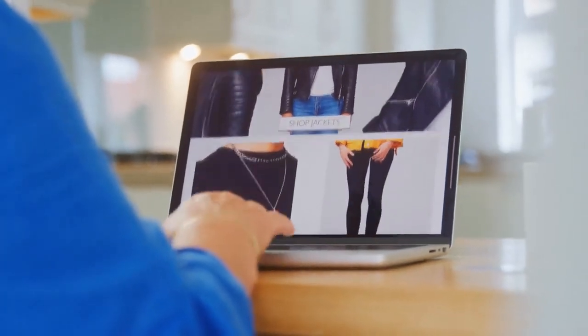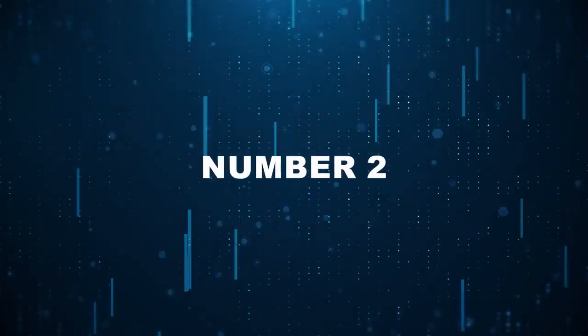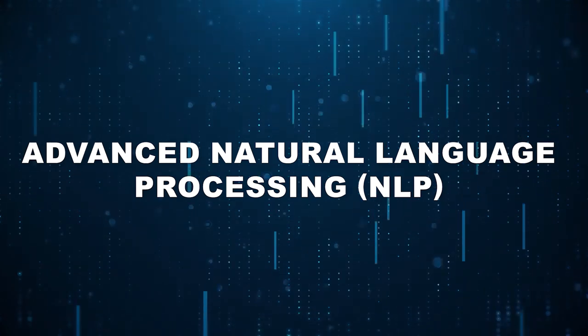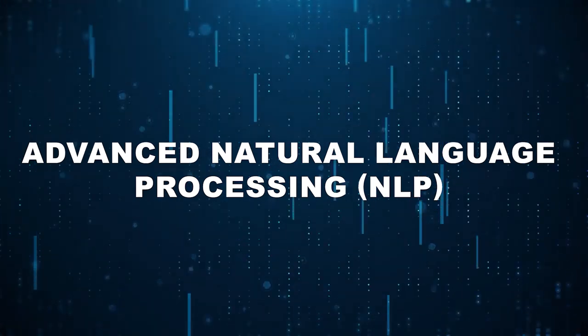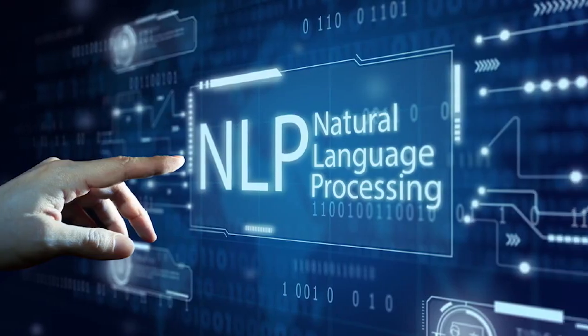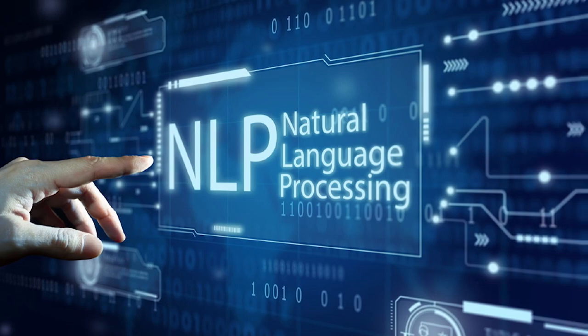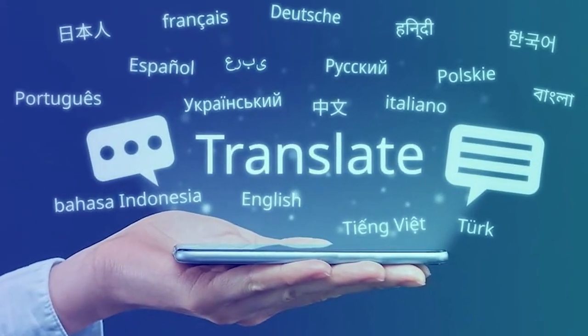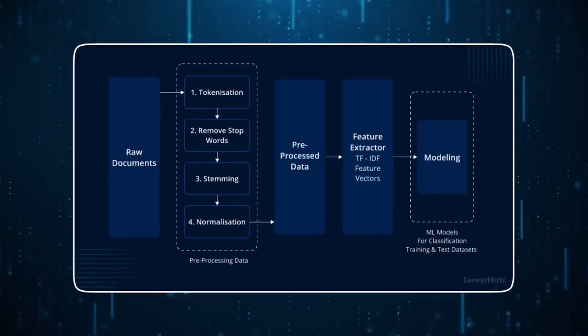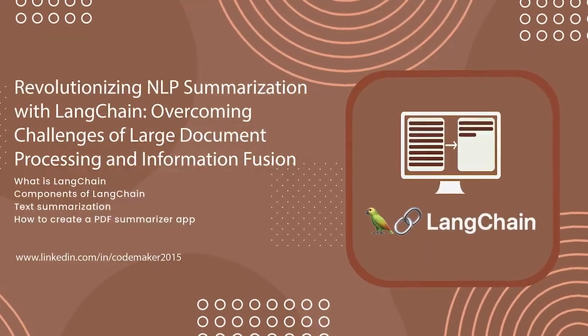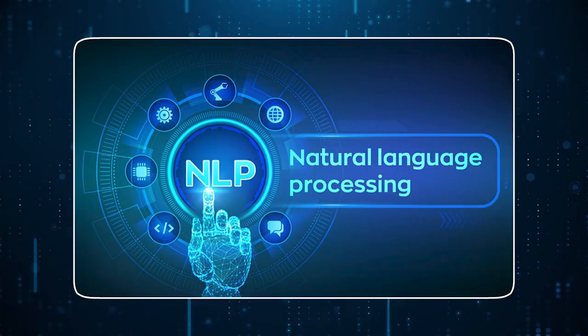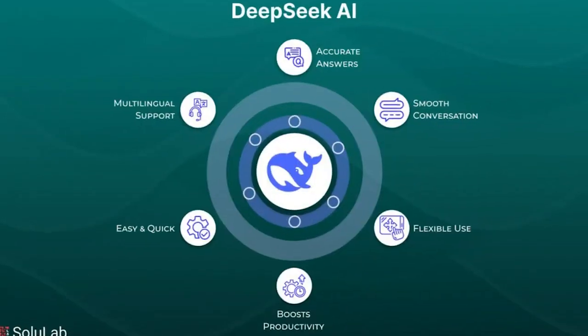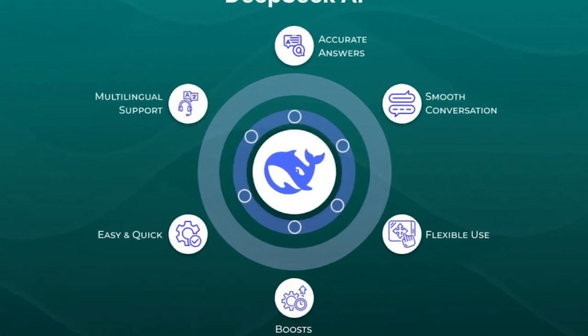Number 2. Advanced Natural Language Processing, NLP. DeepSeek's advanced NLP capabilities bring us to number 2. Whether it's translating languages, extracting key insights from documents, or summarizing large chunks of text, NLP allows DeepSeek to handle complex language tasks with ease.